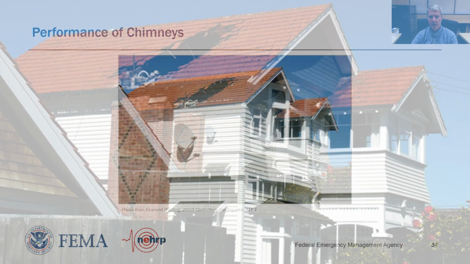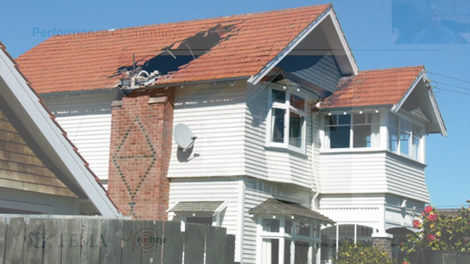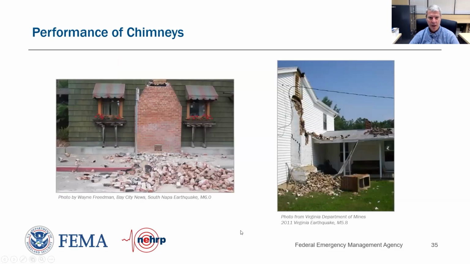Here's a photograph from the Christchurch earthquake showing what looks like a fairly large chunk of masonry chimney above the roof line that has failed, collapsed onto the roof, and now there's just a big hole in the roof. So the masonry chimney top is somewhere inside the building structure.